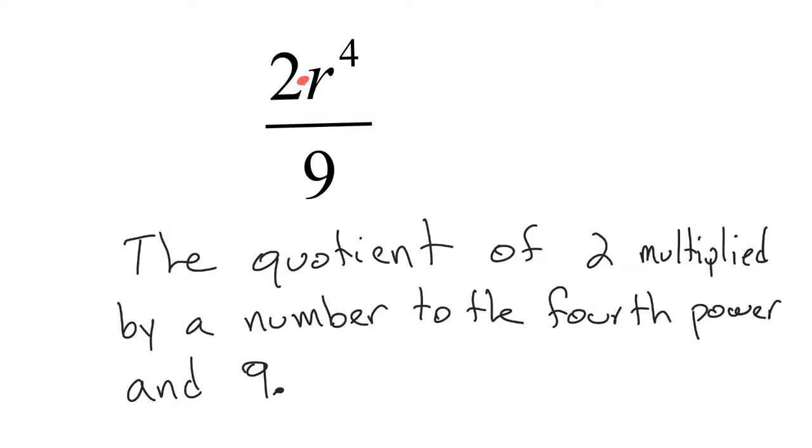So one more time, quotient means fraction, so you are dividing, you have a fraction here, 2r to the fourth power over 9. And on the top of the fraction, you always start by saying what's on the top first. So we have the quotient of what? Well, the top is 2 multiply, so there's the times, multiplied by a number, so a number is your variable, to the fourth power, so that's your exponent, and what goes on the bottom? 9.